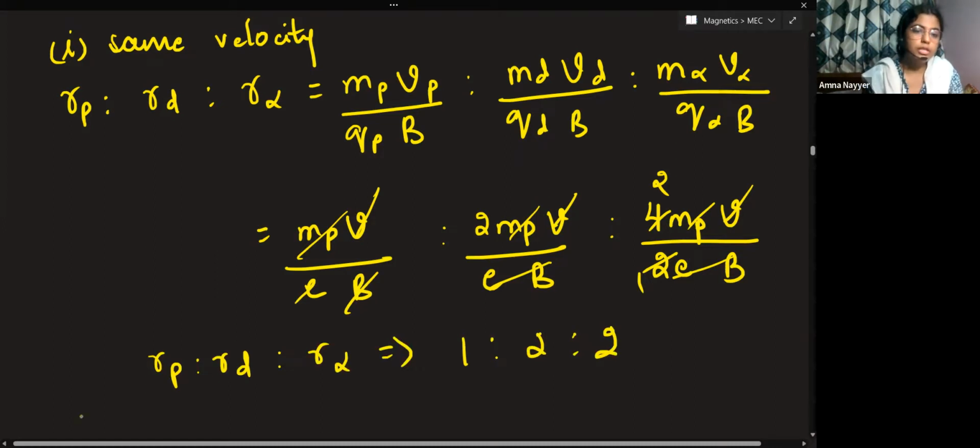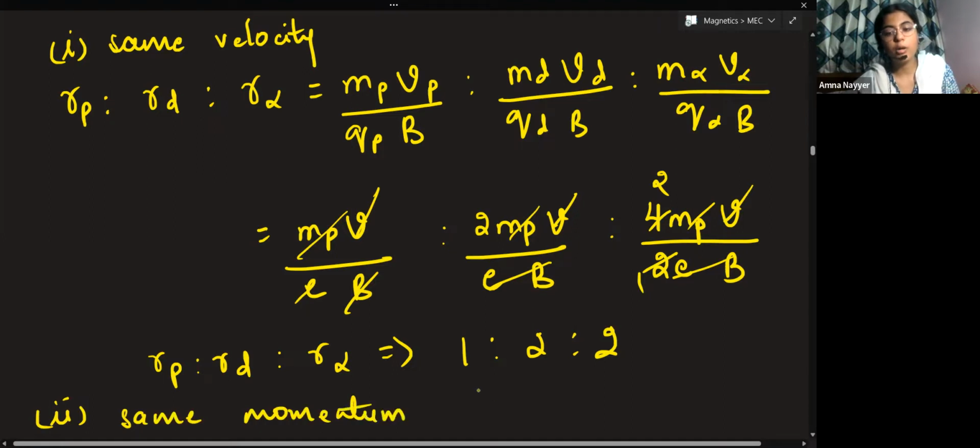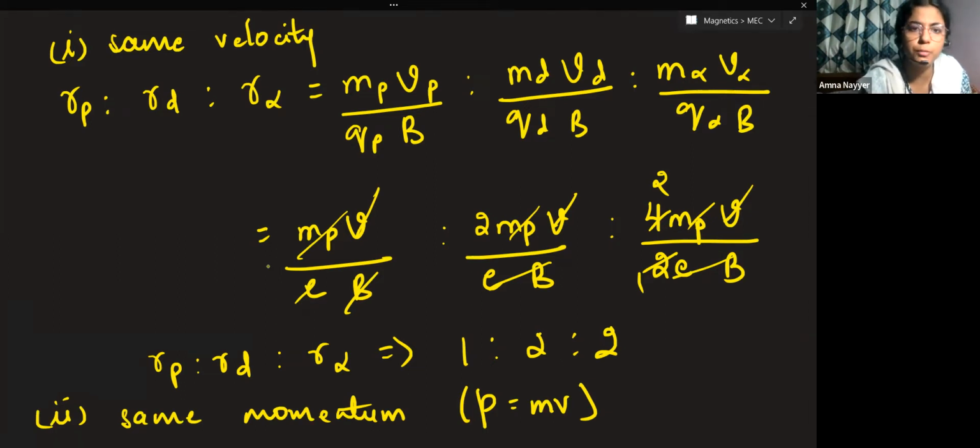Now, just making you recall, the second part says same momentum. The formula of momentum is mass into velocity. Note down the solution of the first part. Now try the second part, same momentum. So mv both will be the same. So see what's your answer. What's the answer you people are getting?